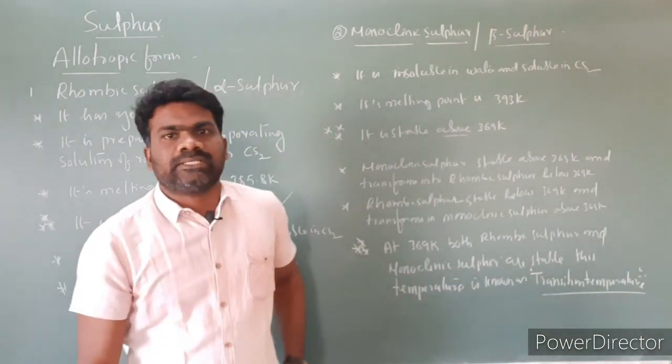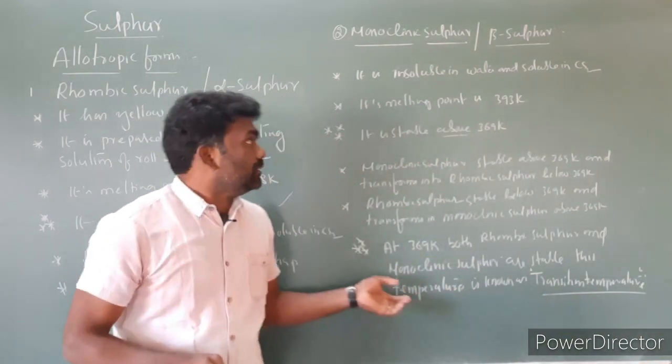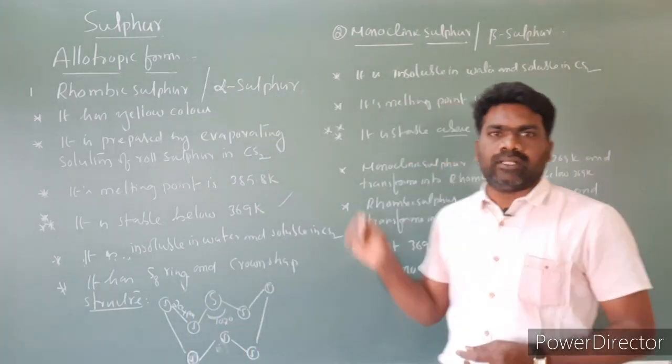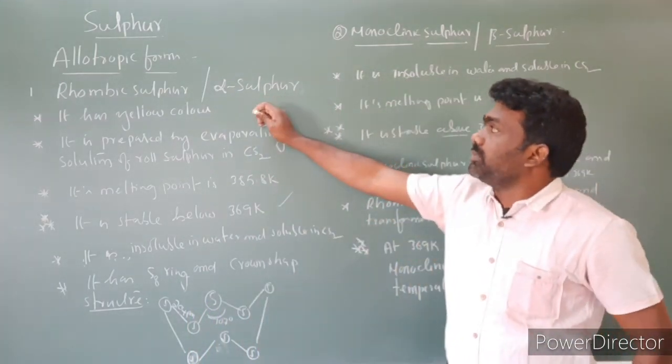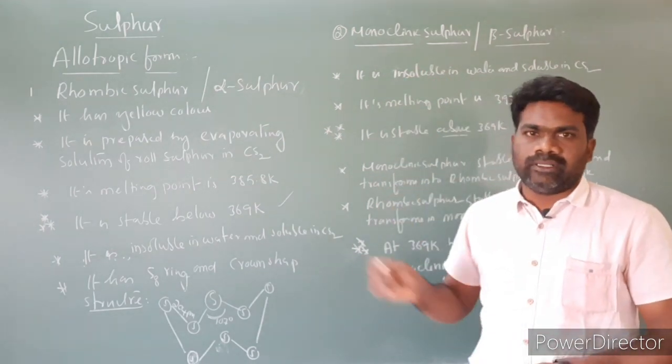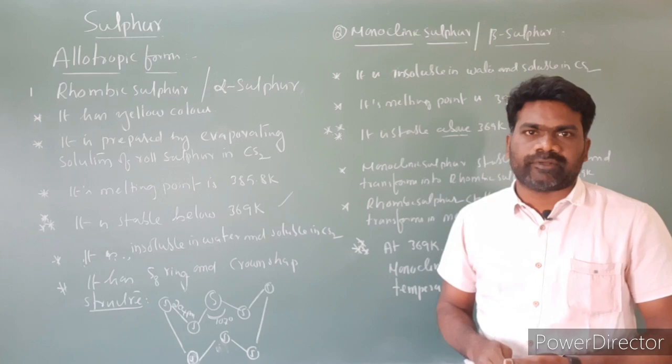This temperature is known as a transition temperature. So this is information on the monoclinic sulfur, nothing but alpha sulfur. So rhombic sulfur and monoclinic sulfur, these two are the most important allotropic forms of sulfur.